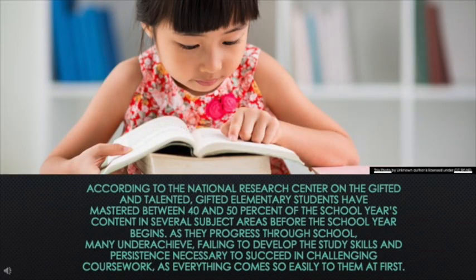According to the National Research Center on the Gifted and Talented, gifted elementary students have mastered between 40 and 50% of the school year's content in several subject areas before the school year begins. As they progress through school, many underachieve, failing to develop the study skills and persistence necessary to succeed in challenging coursework, as everything comes so easily to them at first.